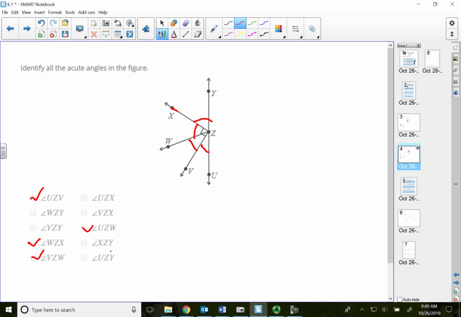All right, XZY, X to Z to Y. So this angle up here is an acute. All right, UZY, U to Z to Y, that's a straight angle, so that's not it. So I got five of these. Just by eyeballing it, looking at what we are given, we can identify obtuse and acute angles.